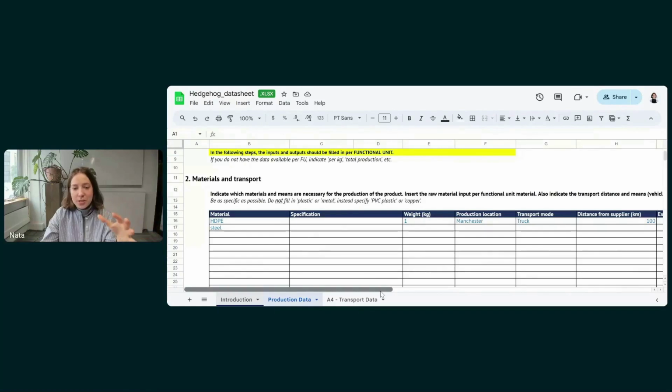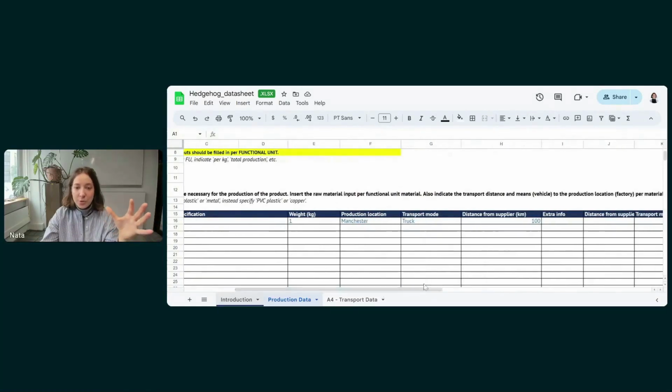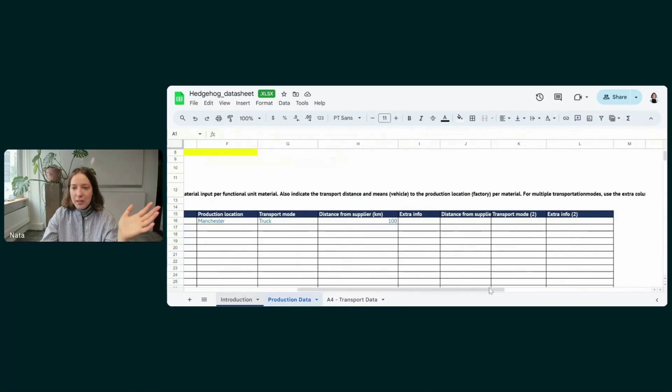We also want to understand where it is produced and how it is transported to the manufacturing facility, and also preferably the distance from the supplier of the steel to the manufacturing facility, and any other transport that might be included in the logistics chain.